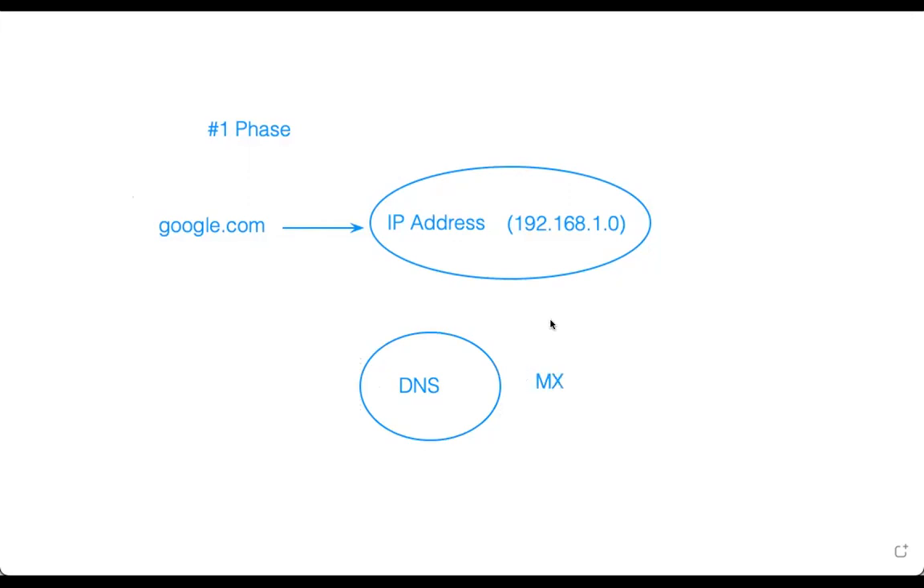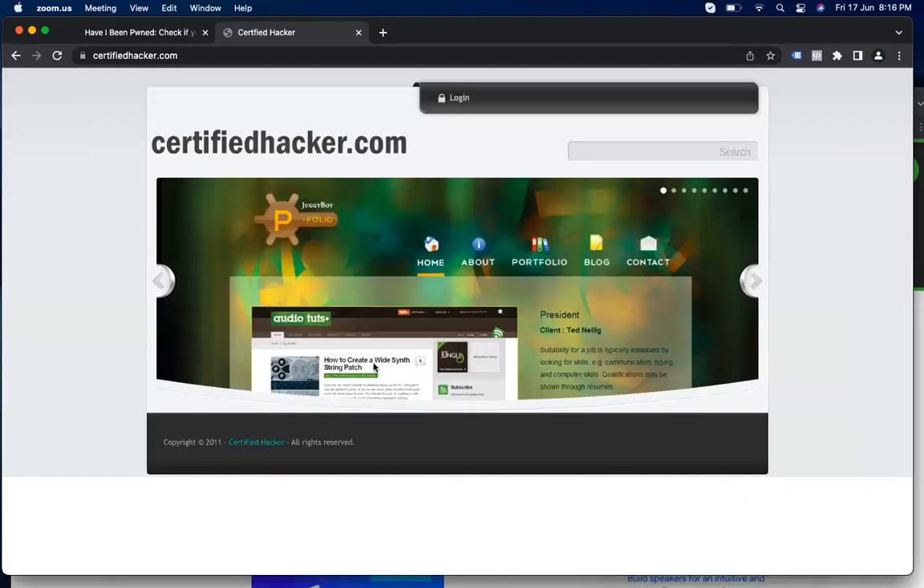Just like this, a server, a website, a target, or whatever system you are targeting will have a DNS record: an IP address, a domain name, then different DNS details, mail server details, name server details. All these things are present in the DNS, and DNS helps us get more information about the server or the target. So let's take the example of certifiedhacker.com. It is our target.